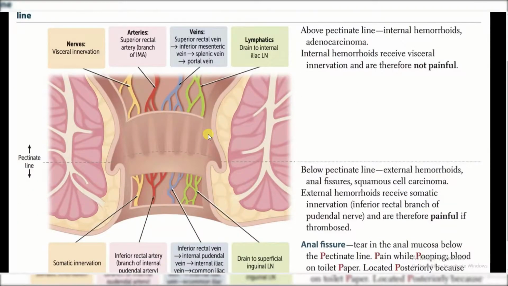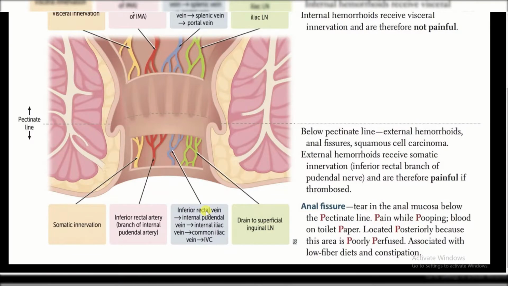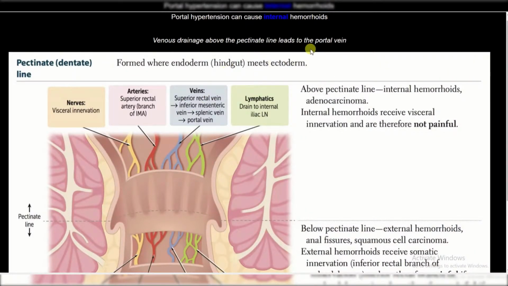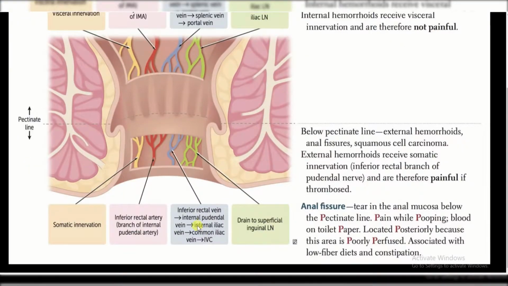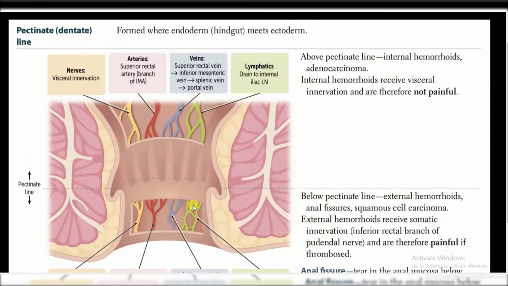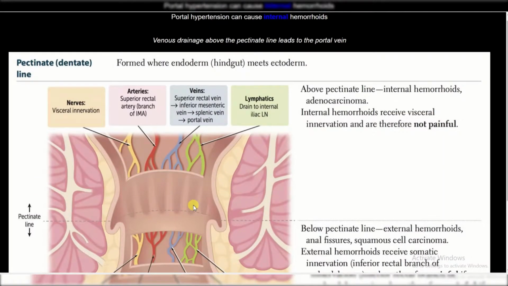Let's compare with below the pectinate line. What happens below the pectinate line, where the ectoderm is present, and the endoderm is above the pectinate line? Below the pectinate line, the inferior rectal vein drains into the internal pudendal vein, then to the internal iliac vein, then to the common iliac vein, and finally goes into the inferior vena cava. So they do not go into the portal vein. So portal hypertension is caused by veins present above the pectinate line, and this is called internal hemorrhoids.